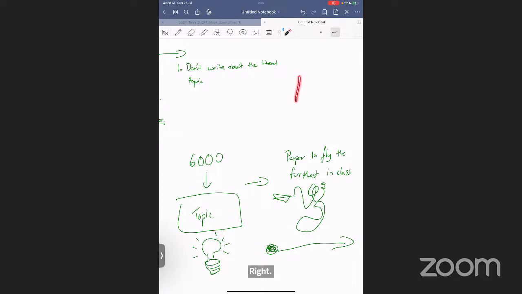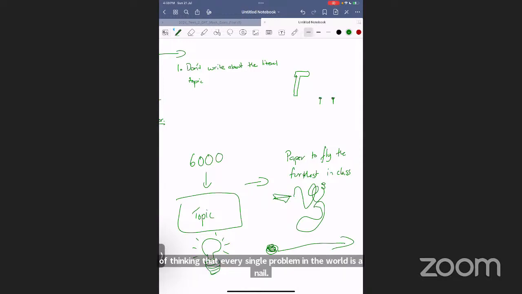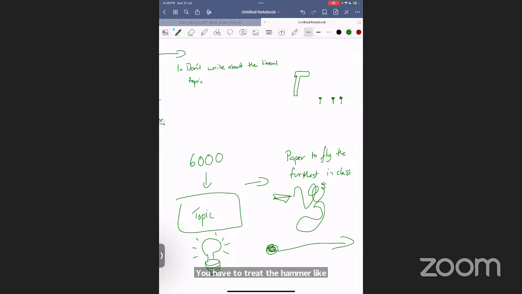It's like if I were to give you a hammer like this, I don't know how to draw a hammer. Instead of thinking that every single problem in the world is a nail, you have to treat the hammer like a tool in your toolbox with all the other tools, instead of treating the hammer as the only thing you can use for everything, including cutting hair, right? How would it look if you're cutting hair with a hammer? Very, very bad, right? So you have to use a topic as a part of your story instead of it being your story.